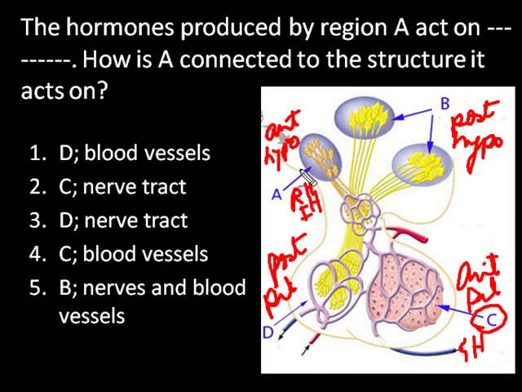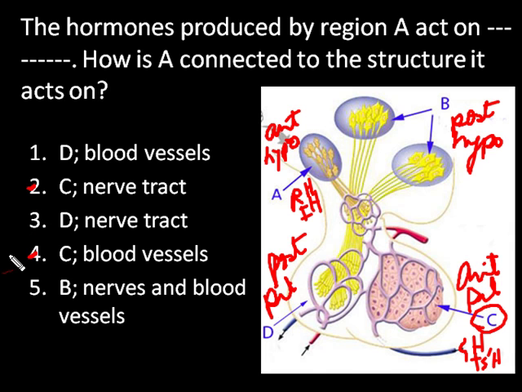Similarly, you have TRH, thyroid releasing hormone. The anterior pituitary produces TSH. So TRH will first act on the anterior pituitary and then cause it to produce TSH, and so on. That's how it acts on it. So A acts on C. That is the first part of the question. So we have two options which have C in them, and we have to choose between these two.